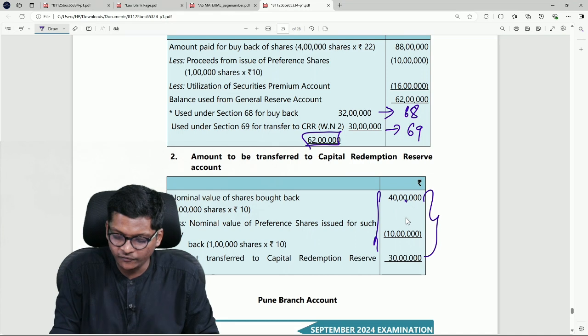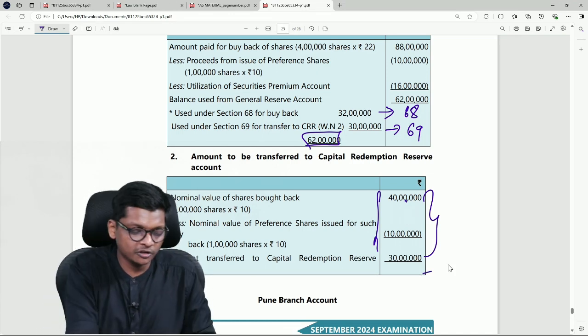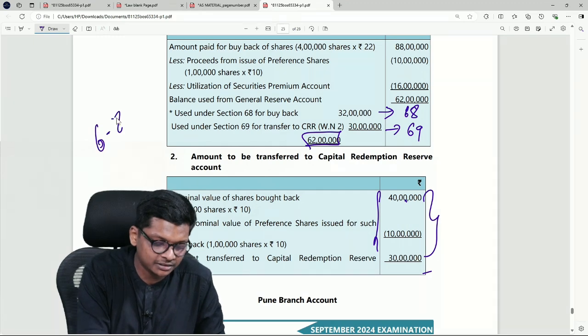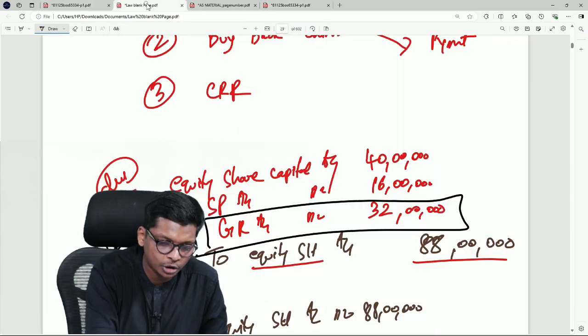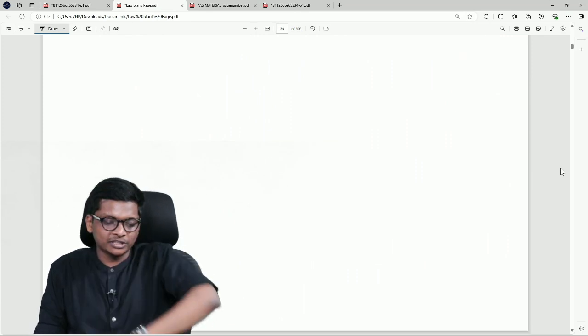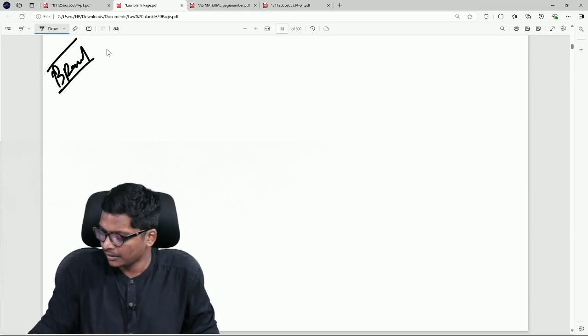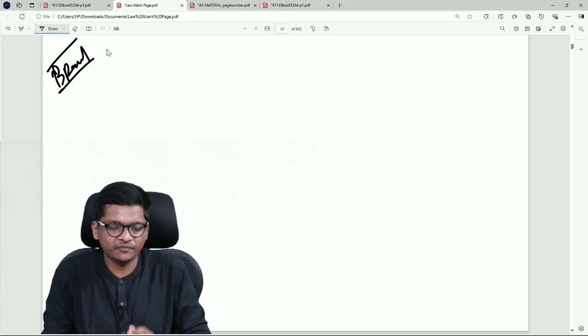Same computation here, 40 minus 10, 30. Fairly simple, easy question of buyback for 6 to 8 marks. If this comes in exam, you can easily score. Now going to the last question left in branch. But before that, one small discussion for just 5 minutes.